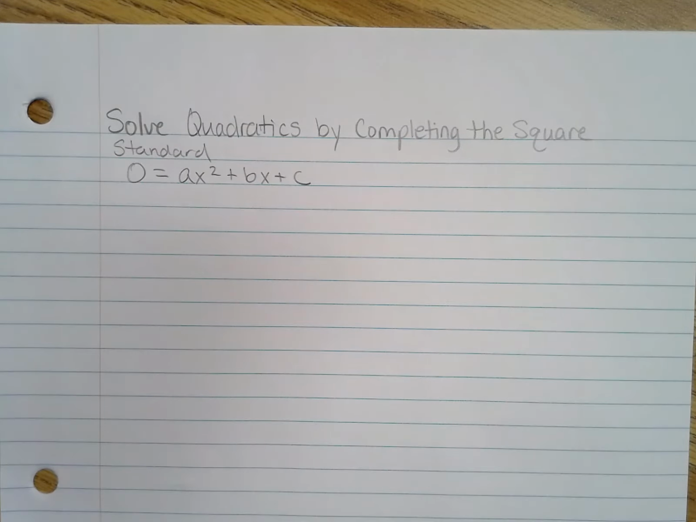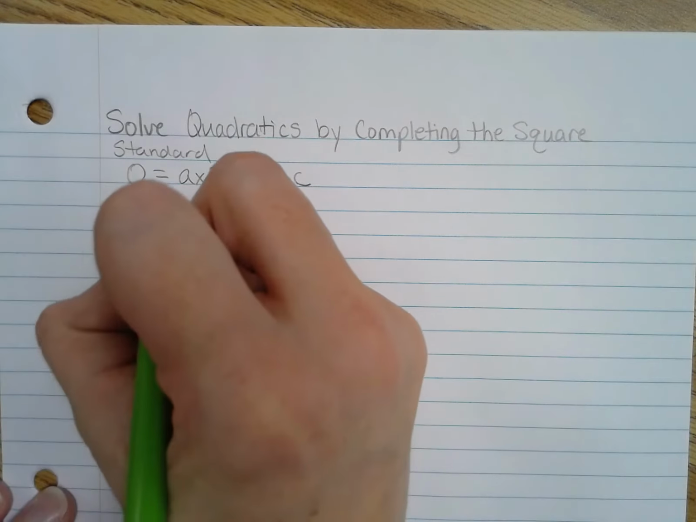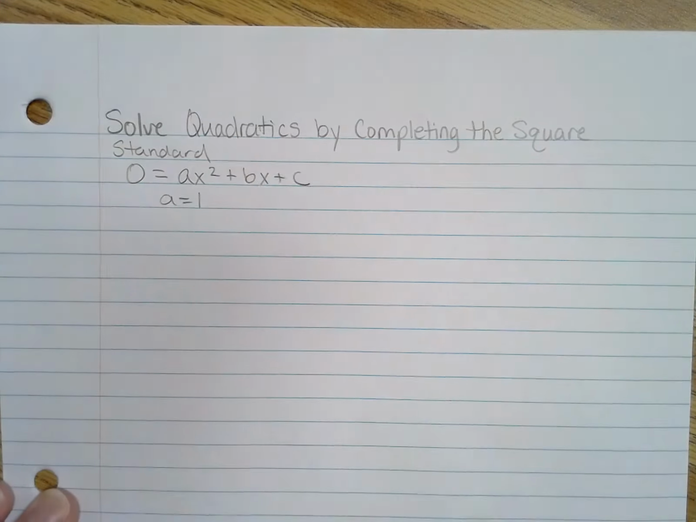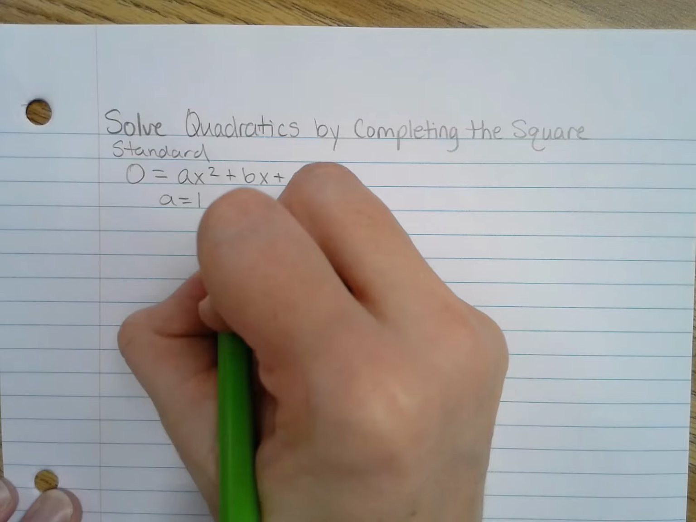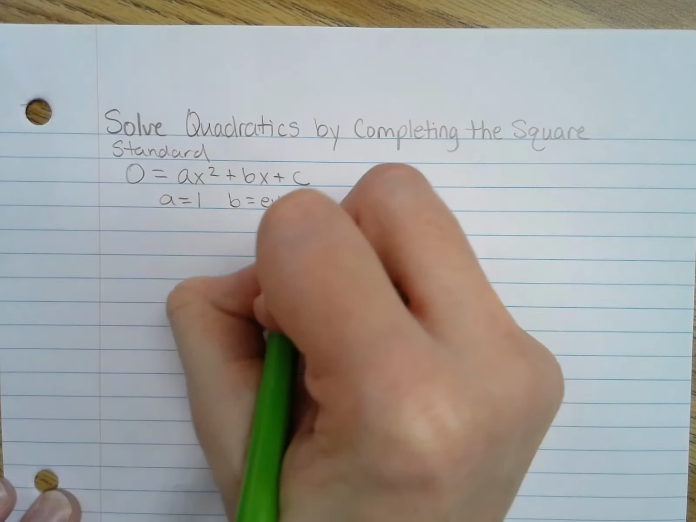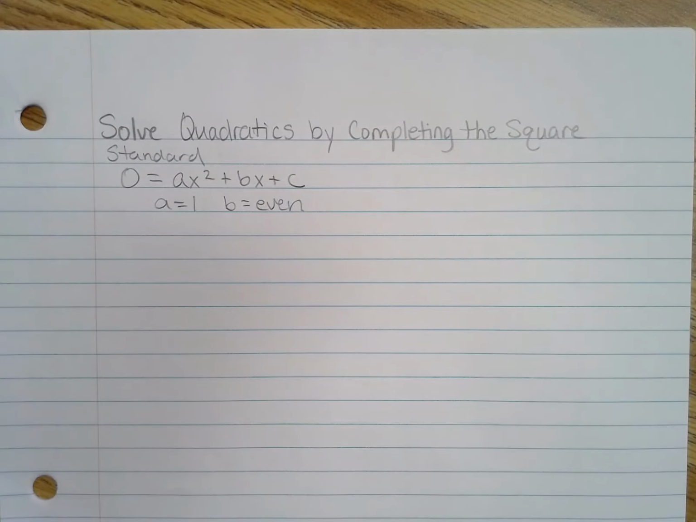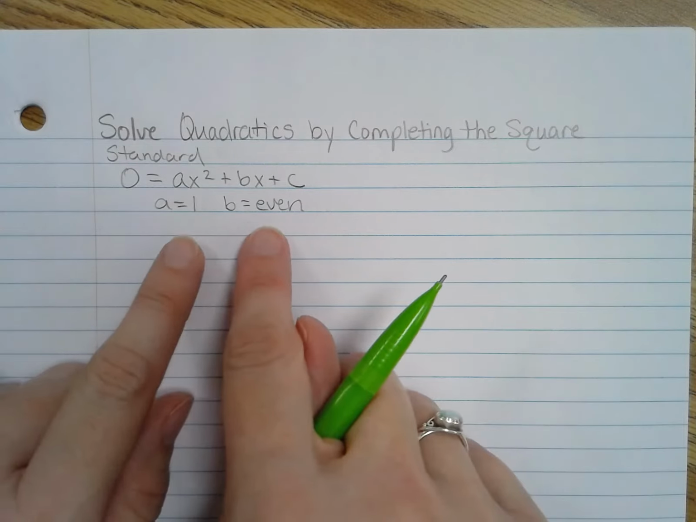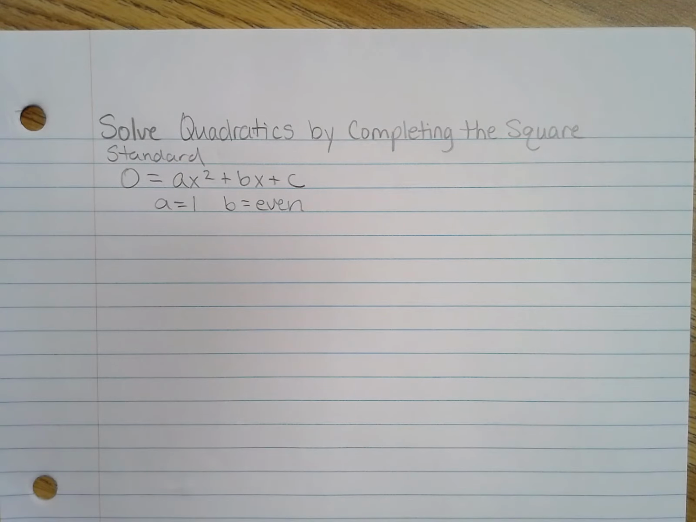In order to solve by completing the square, the a must be equal to 1 and the b must be an even number. It is possible to work with completing the square if a is not 1 and if b is not an even number. However, we will not be learning how to do that.